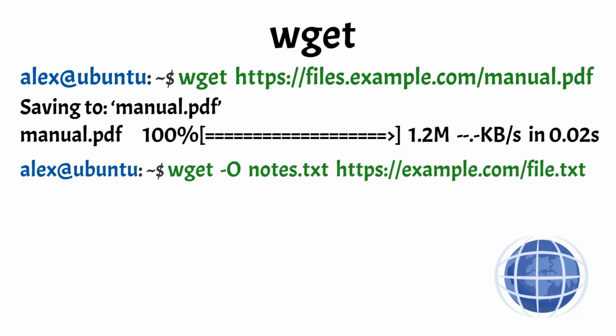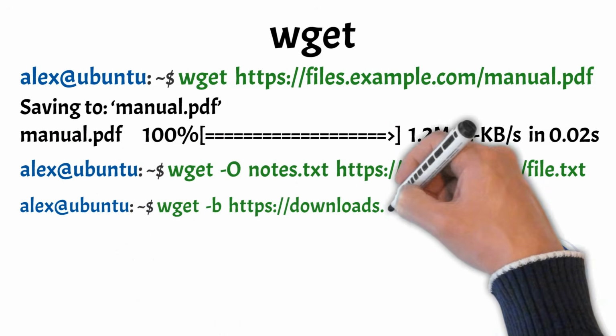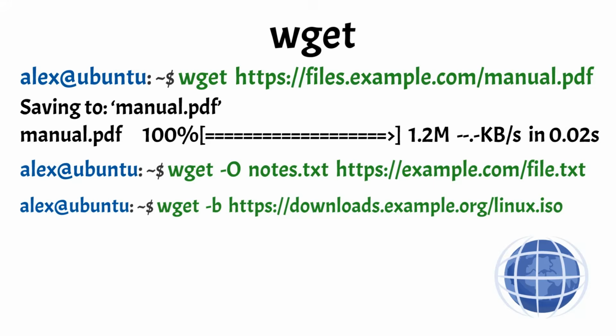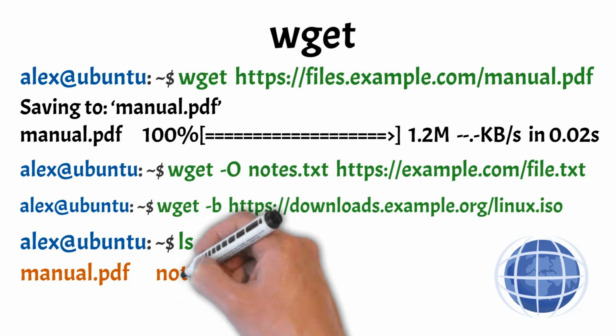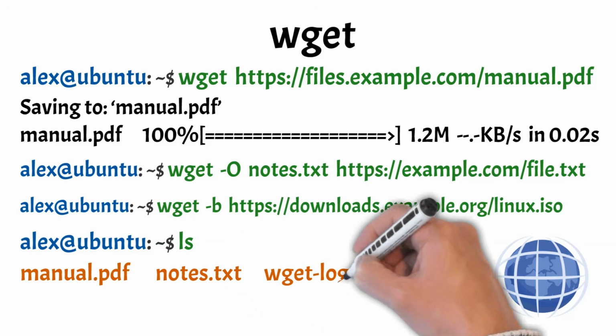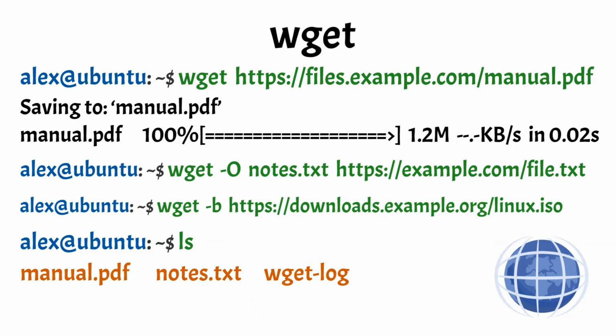And if you're downloading something large, you can add -b to run the download in the background. In that case, the progress is saved to a file called wget-log, which you can check at any time. After downloading, the files will appear in your current directory, ready to use.